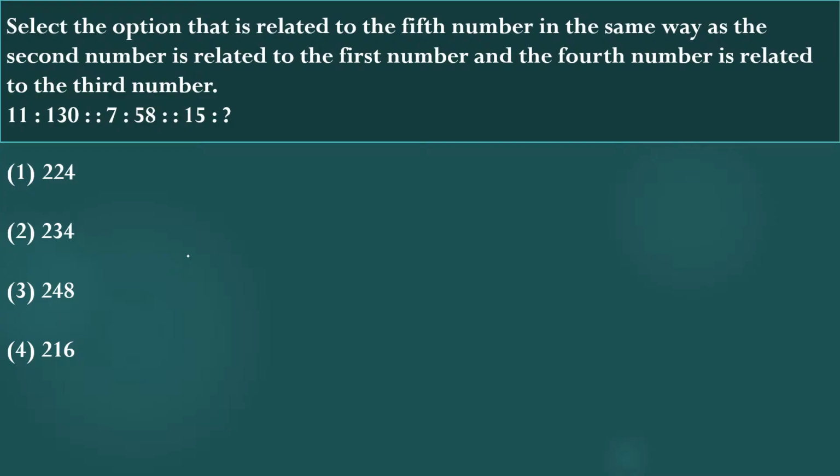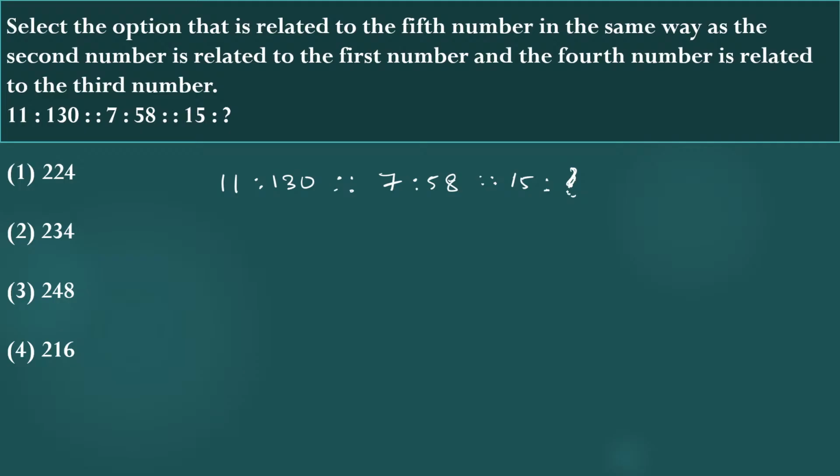Next question. See the question here carefully. Select the option that is related to the fifth number in the same way as the second number is related to the first number and the fourth number is related to the third number. Here they gave 11 is to 130 as 7 is to 58 as 15 is to something. We need to find what will come in place of the question mark.